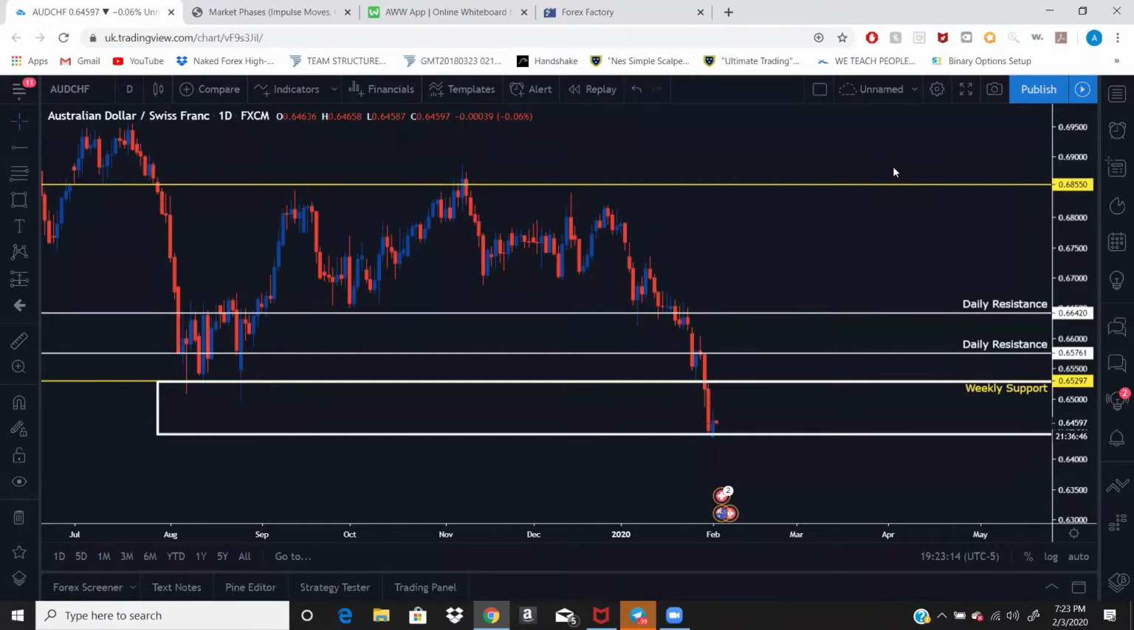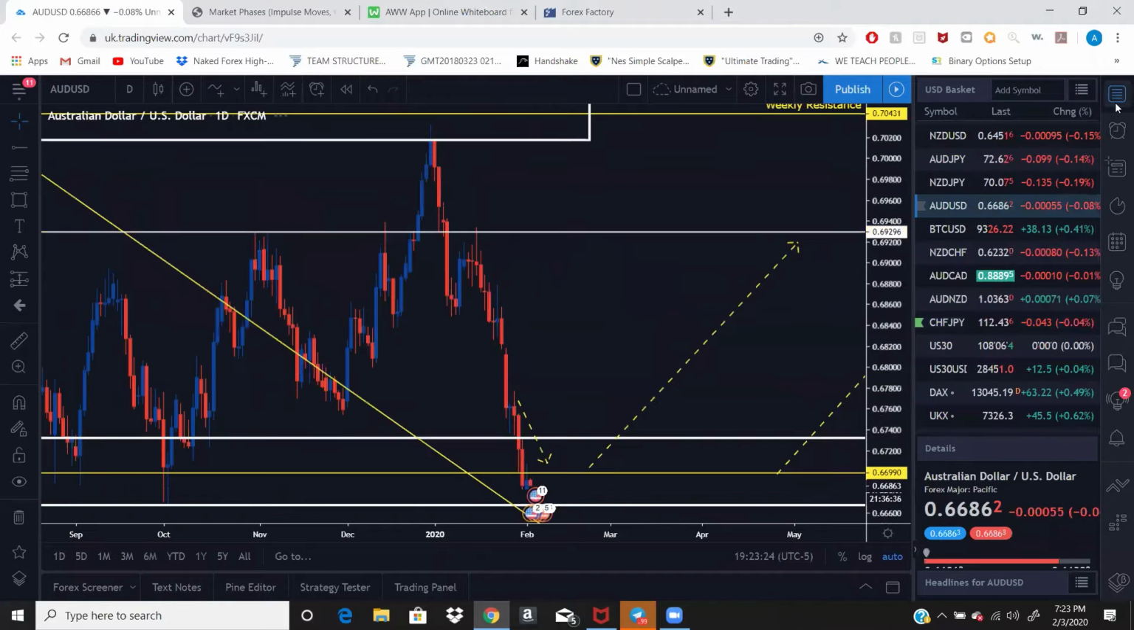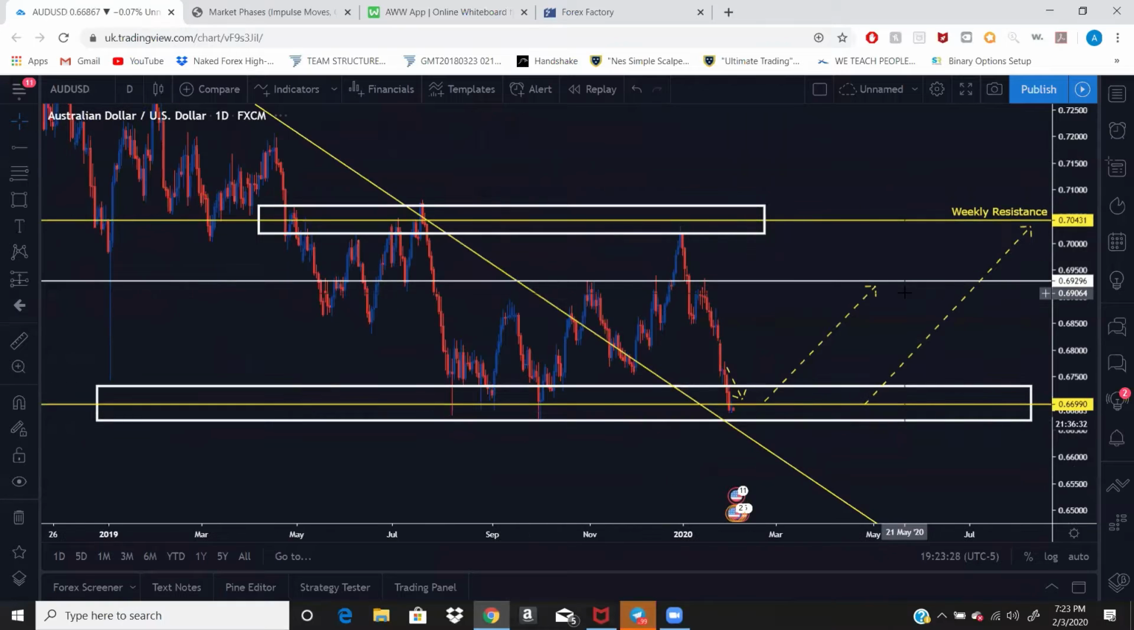So that was that. AUD USD. All right, Frederick, AUD USD. All right, let's see what we got here. All right, well, perfect time to buy this.